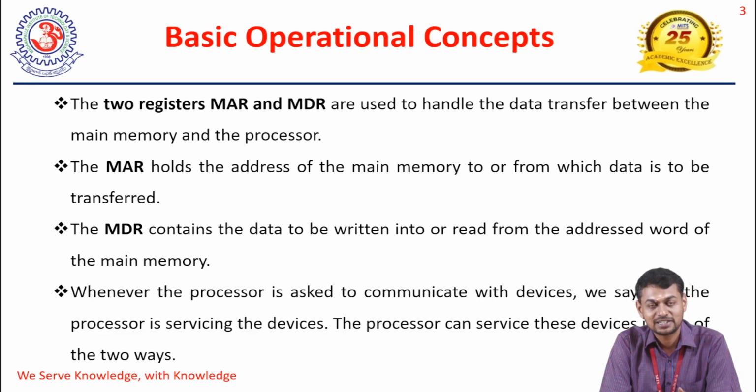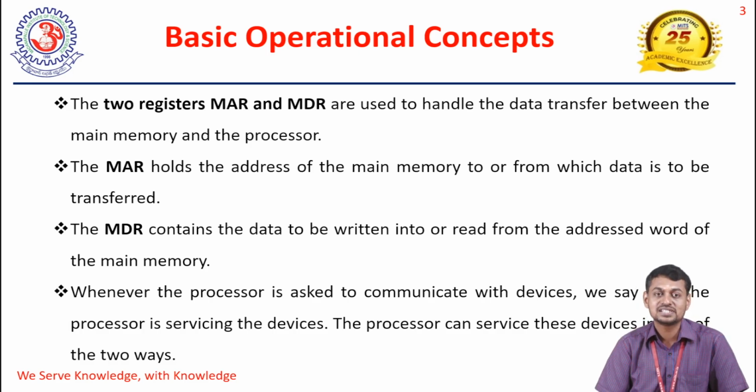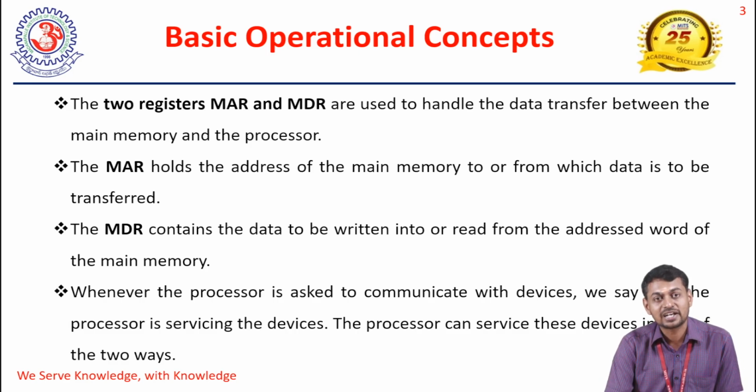So one is the address register, another is the data register; one is unidirectional, another is bidirectional. Whenever the processor wants to communicate with the memory, it first starts with the address, then it can fetch or get the data from the memory, and once all the operations are done, it will store the data back in the memory with the help of the MDR.